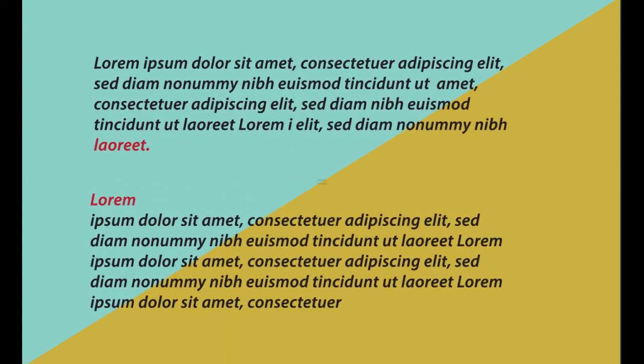Widows are the short line at the end of a paragraph, and orphans are the short lines before a paragraph starts. Because they break up the flow of the text and tend to distract the reader, they should be avoided at all costs.